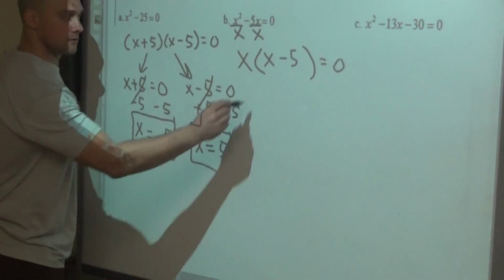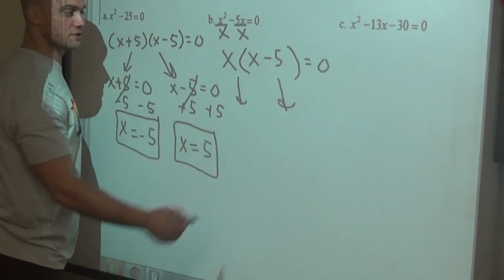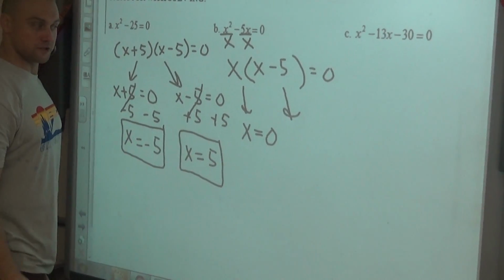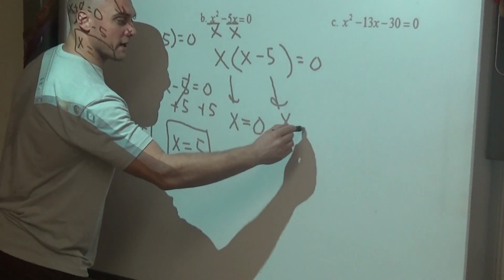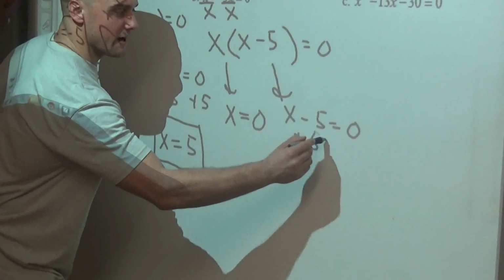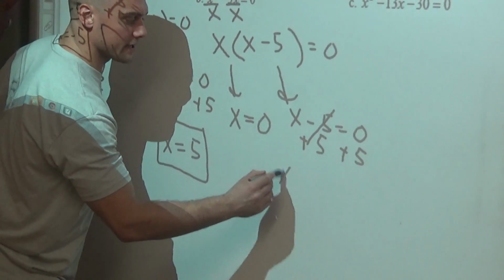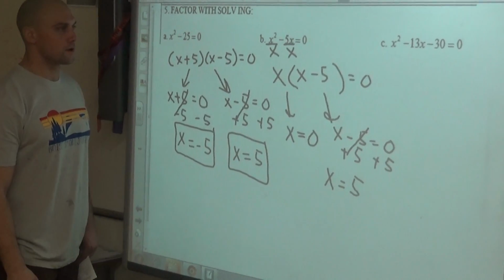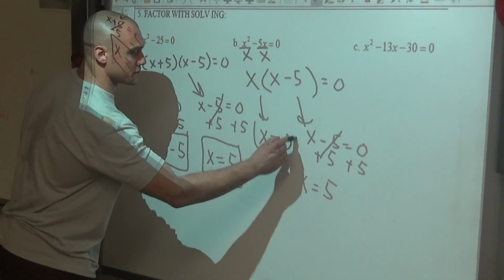So from here, set both factors equal to 0. Here, this just gives me x equals 0, and when I set x minus 5 equal to 0 and solve, add 5 to both sides, and I get x equals +5. Okay, so again, two solutions here.